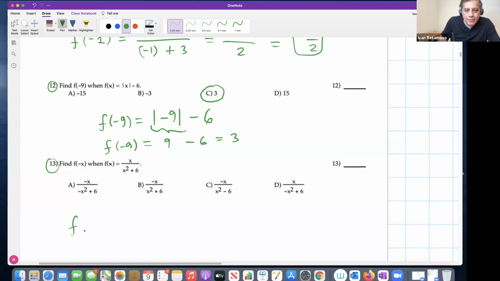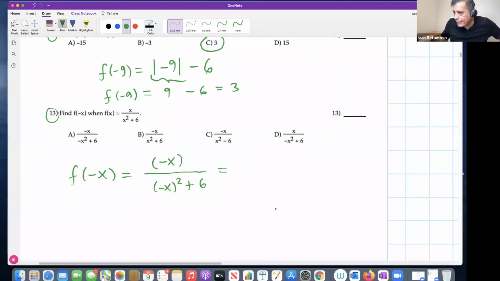Compute f of -x. This is the function, so basically, instead of x, write -x and evaluate this, right? Simplify as much as you can, and then identify that with your answer. Go ahead, please. Moving on.